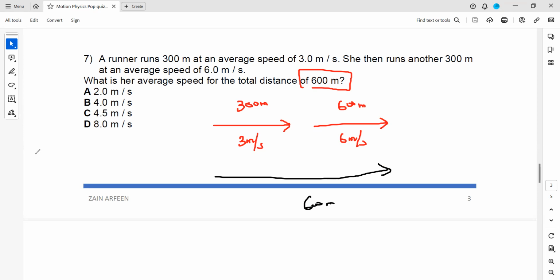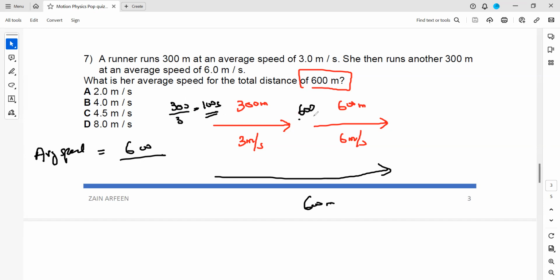The average speed is the total distance divided by total time. The total distance is 600, but what about the total time? You have to find the time to run the first 300 meters and then the time to run the remaining 300 meters, and the total time will be the sum of the two. So how much time will it take to run the first 300 meters? It will be 300 divided by 3, which equals 100 seconds.